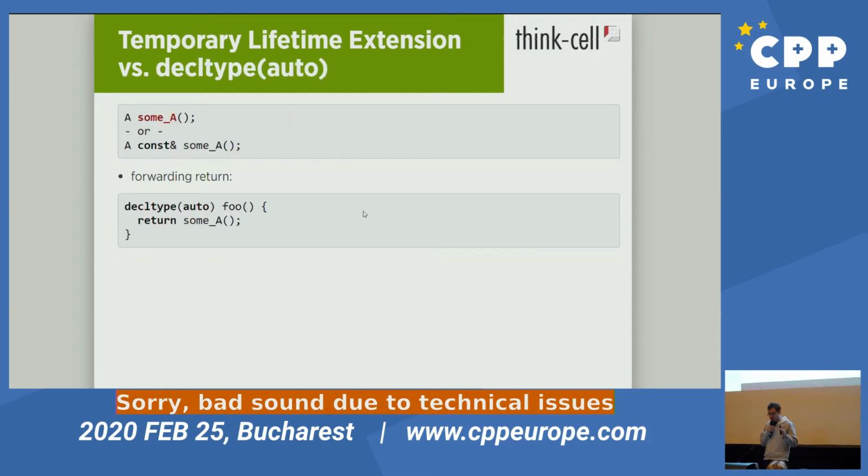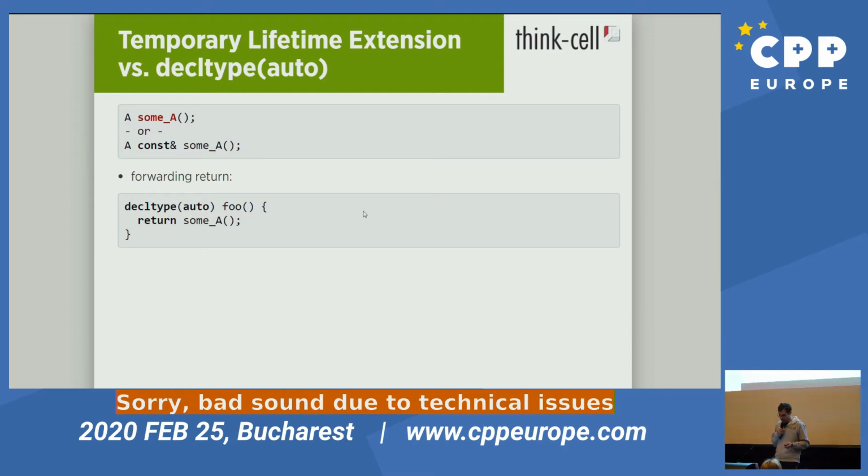Now, before we look at an alternative, let's look at some other problems. Say you have a function foo that is designed to return whatever sum A returns. Sometimes sum A returns a value, and sometimes it returns a reference. If you return anything, you just want foo to return the same thing as sum A. If you don't do anything with the A, it's actually quite simple. You just write return sum A, and you have to write decltype(auto), and everything works.